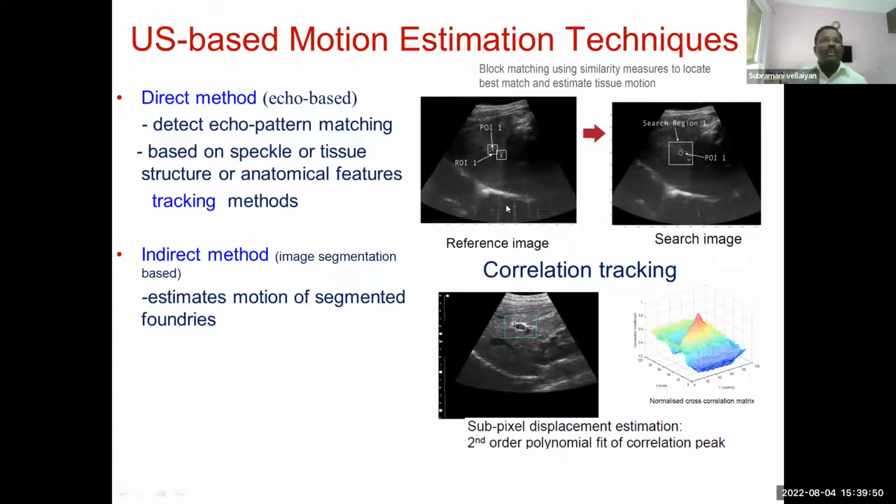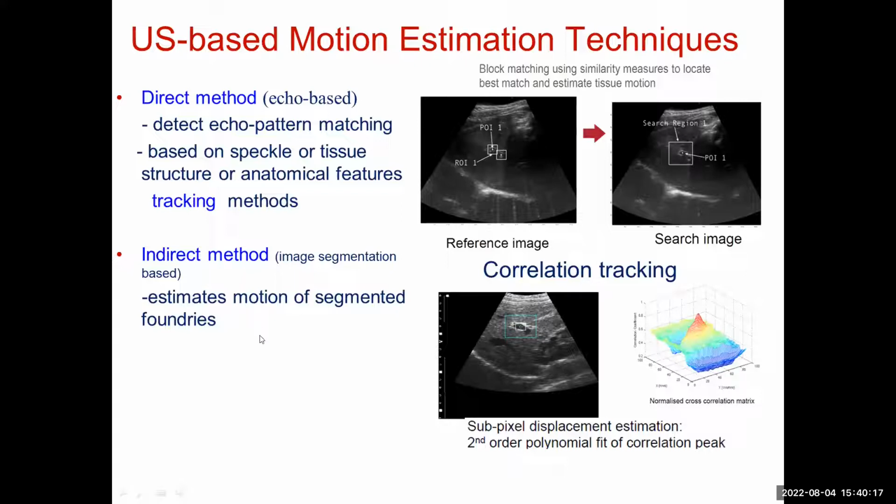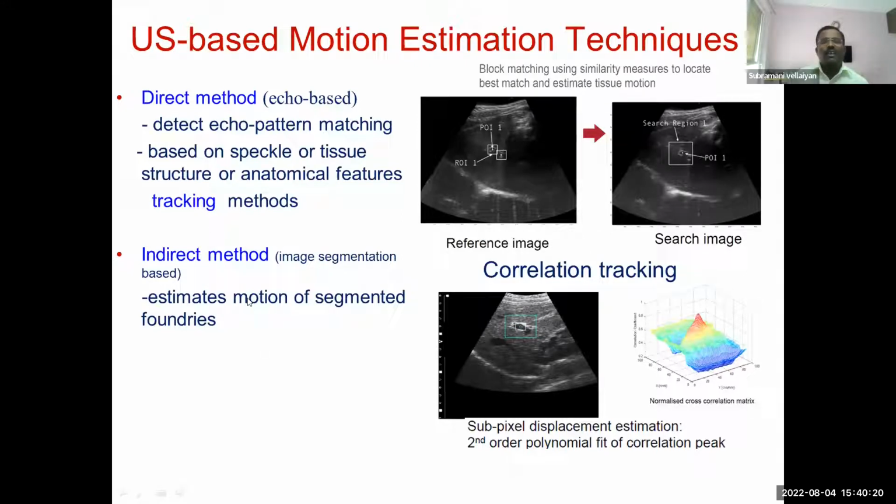So what is the mechanism by which ultrasound imaging estimates motion? There are two ways. One is called the direct method. That means the echo pattern is directly matched between the reference image and the search image. Another one is based on the speckle pattern, or based on the tissue structure or anatomical feature, you will be able to track from the reference image to the search image. Another one is the indirect method, wherein the image segmentation based motion will be estimated based on the boundaries. So these are the two methods. The Clarity 3D 4D ultrasound is using the direct method.